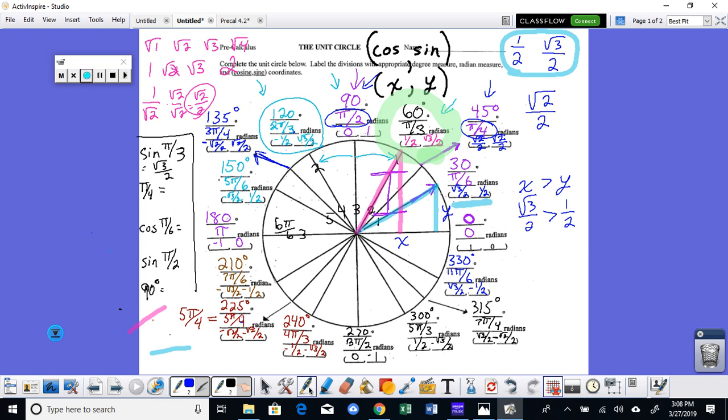What's pi over 4 in degrees? 45 degrees. What's cosine of pi over 6? Square root of 3 over 2. And sine of pi over 2? 1. 90 degrees equals? Pi over 2. Any questions on doing that for anything in quadrant 1 tomorrow? Everybody understand? All right.